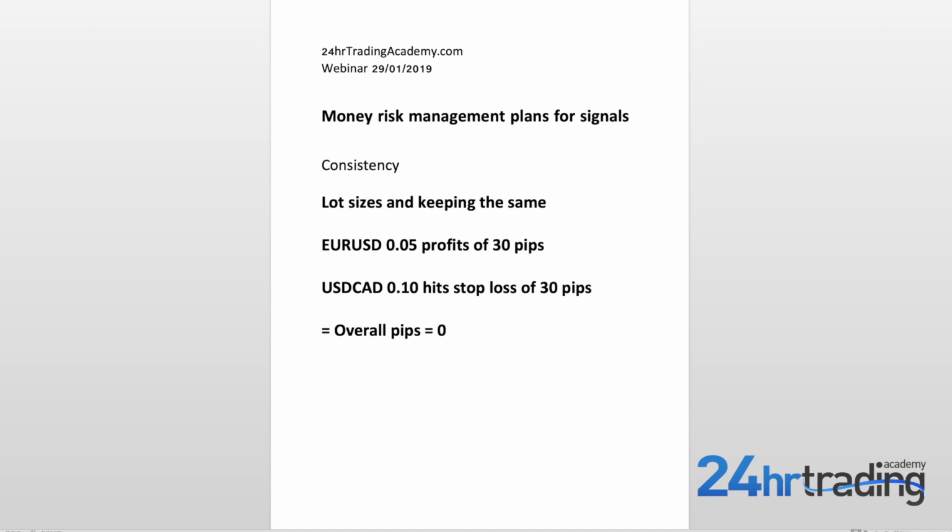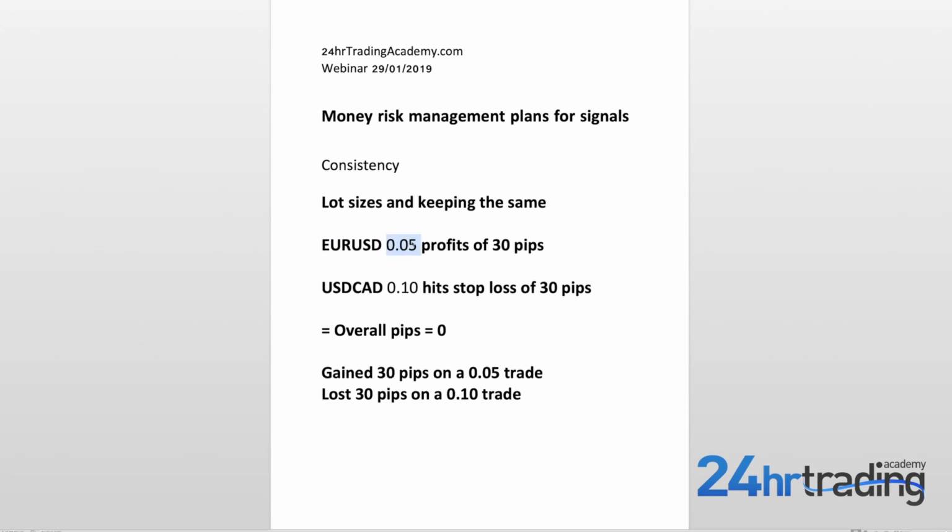But how much have you lost? You gained 30 pips on a 0.05 trade, and you lost 30 pips on a 0.10 trade. What you'll have done is essentially lost money. You wouldn't have broken even, you would have actually lost quite a bit of money just because of you not being consistent with your lot size.